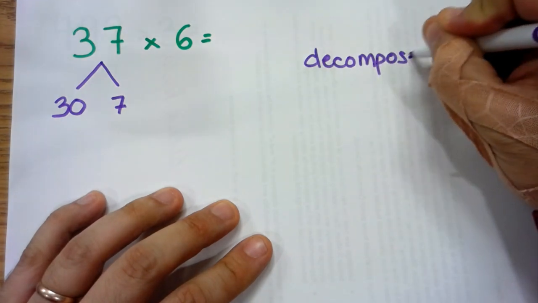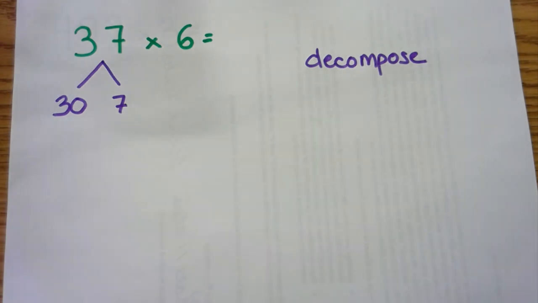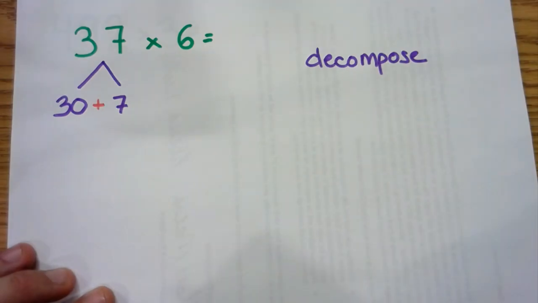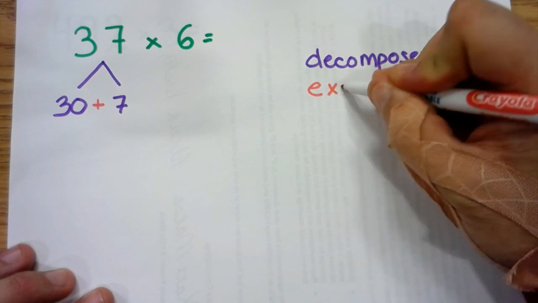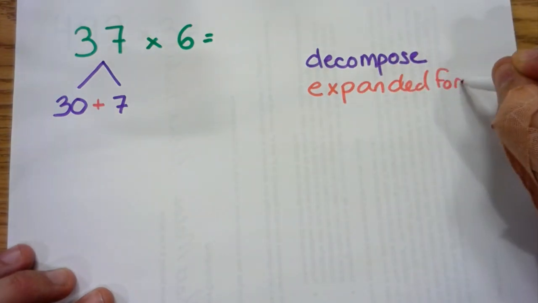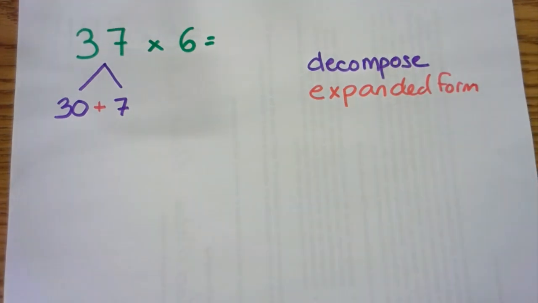To decompose the number means to break it up into each of its values for the different places based on place value. So I've been able to decompose my number, and really I'm writing this as expanded form right here because we know that 30 plus 7 equals 37. So I'm also using expanded form. So in this particular problem, I've got 37 times 6.